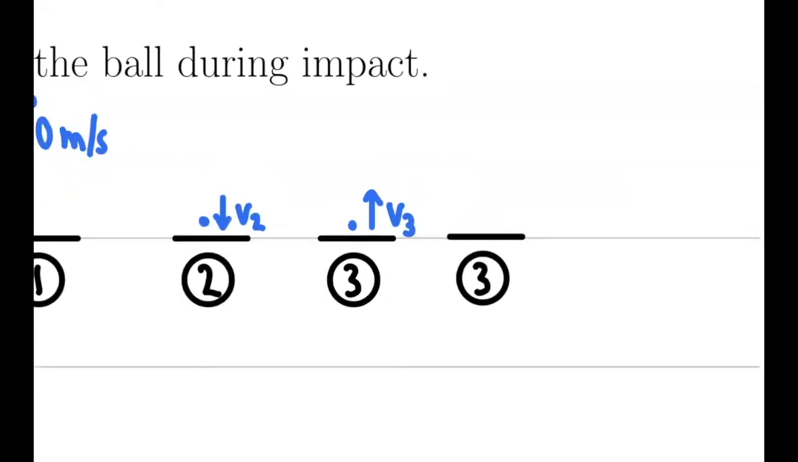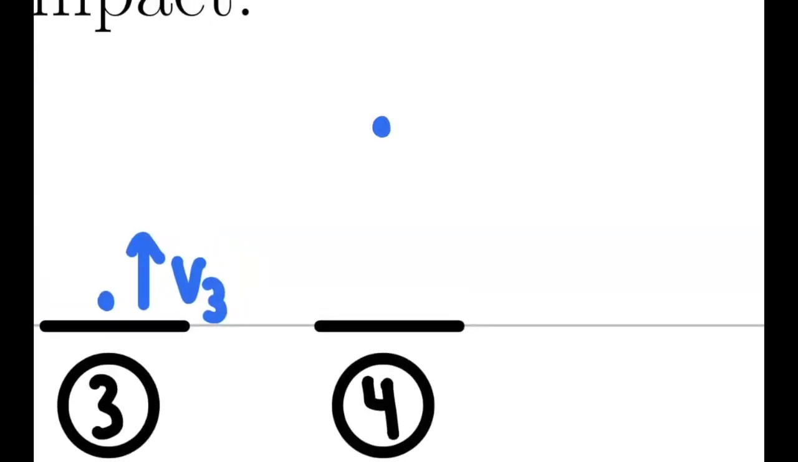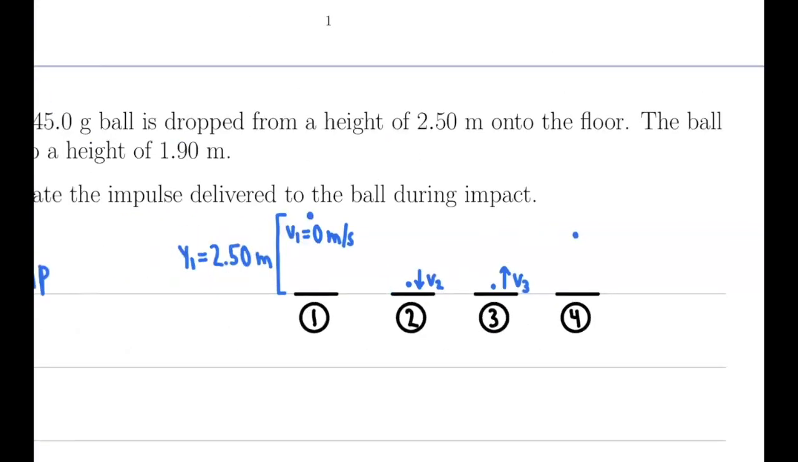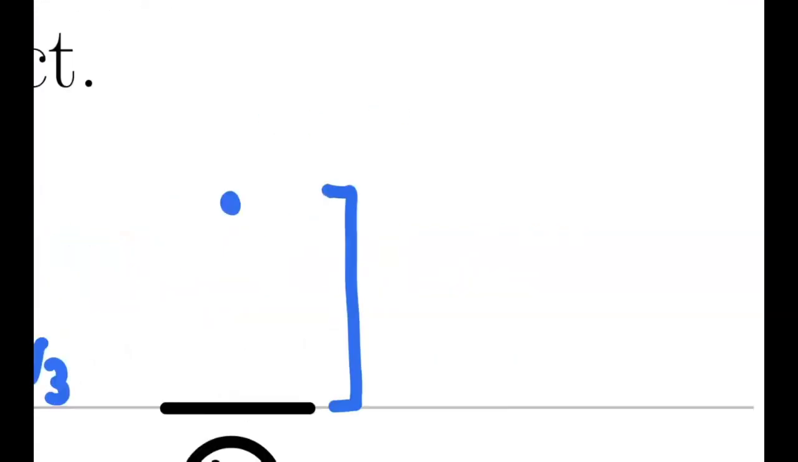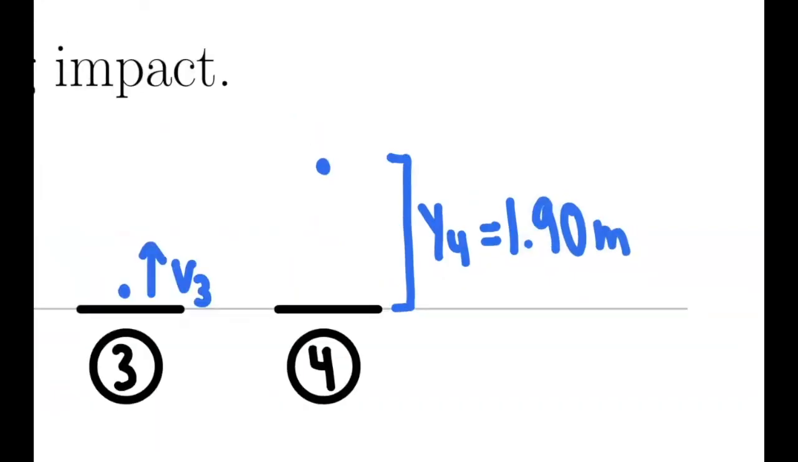And then lastly, 4 is when the ball comes back up, but this time it's at a height of 1.9 meters. So I'll call that y4 equals 1.9 meters. And what's the velocity at this time? Should be 0. Yeah, 0, because it just reached its max height after bouncing.